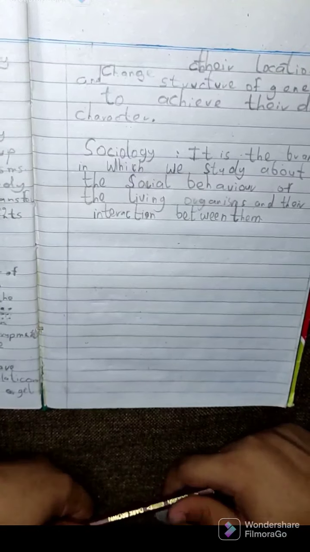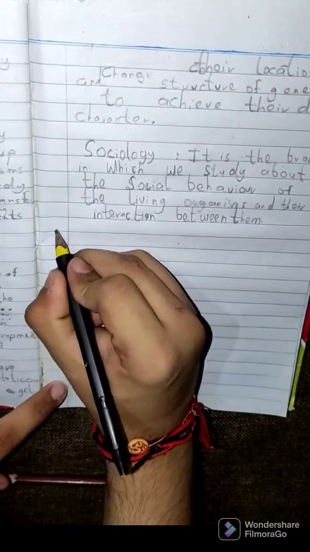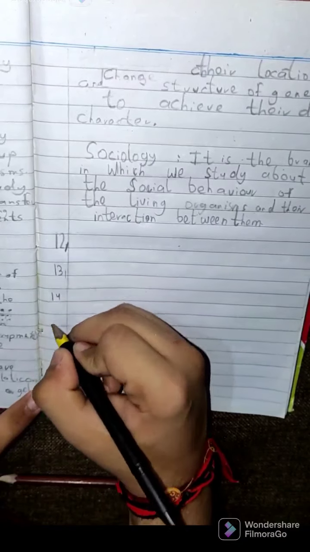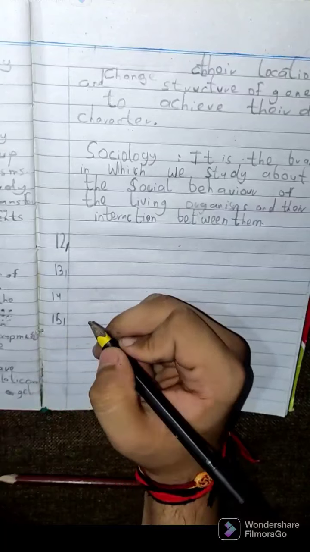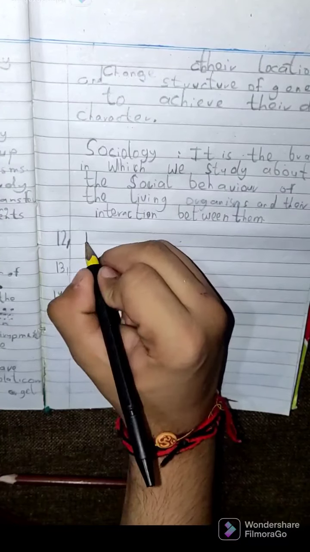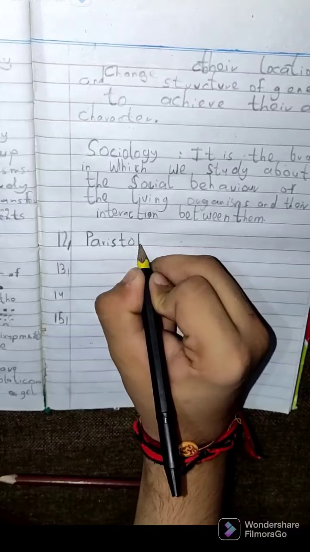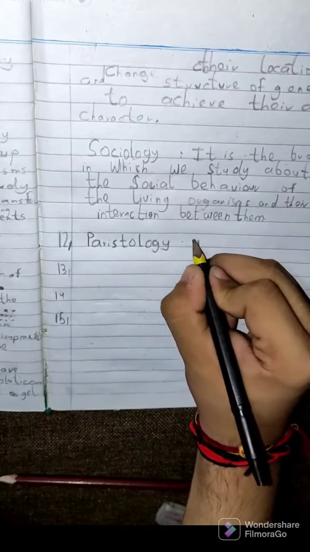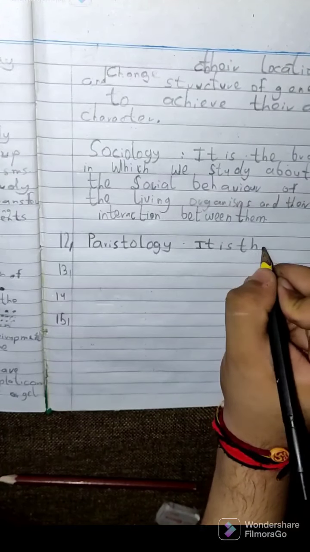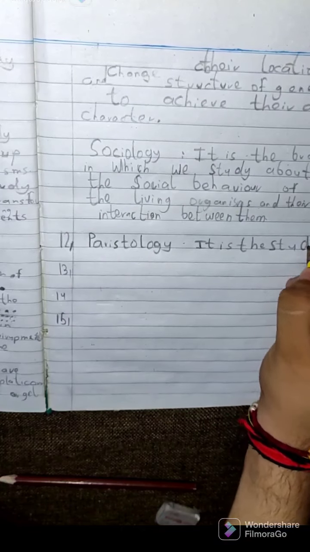So going with the further branch, I think this is the 12th branch, okay. So going with the 12th branch, that is parasitology. Parasitology is the study of parasites.